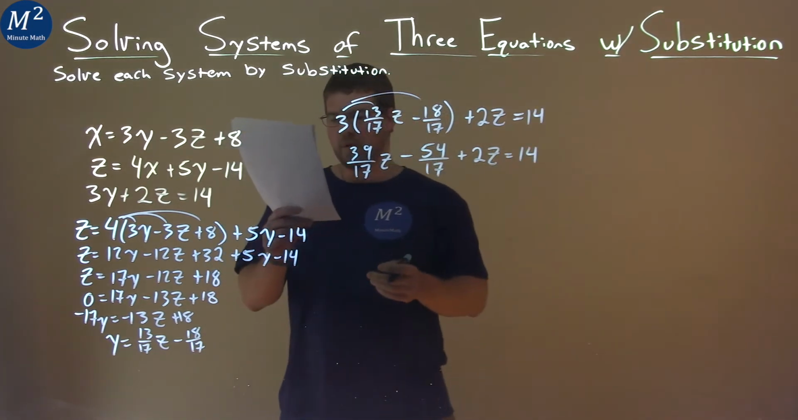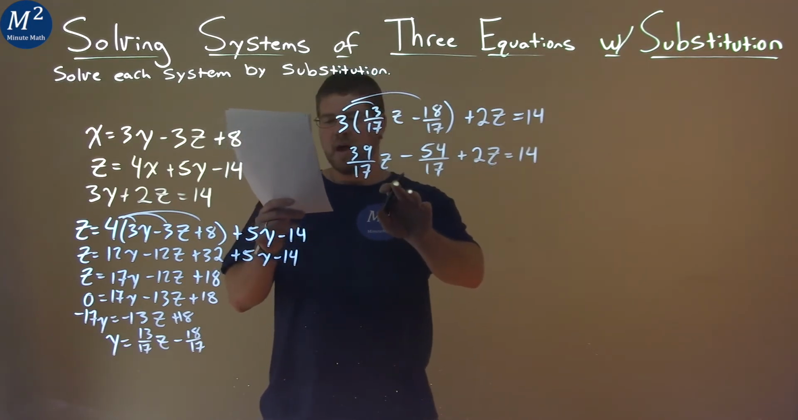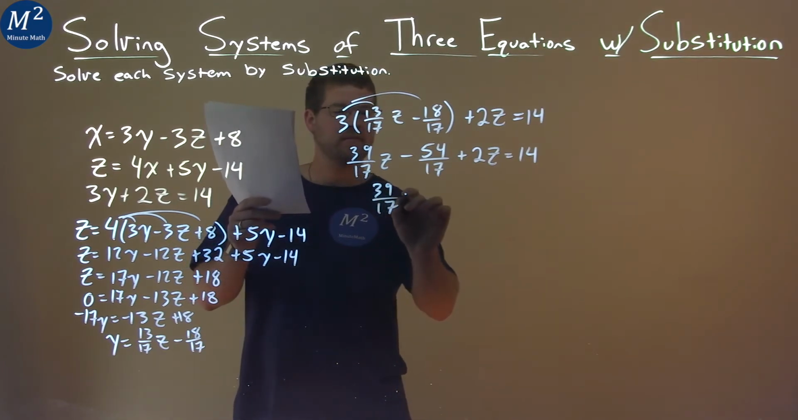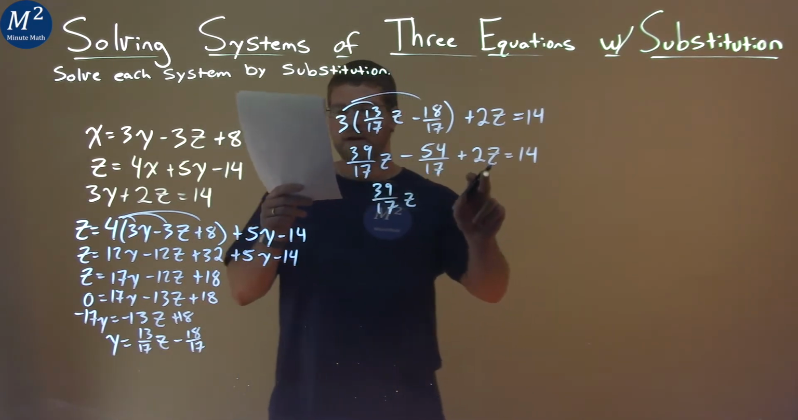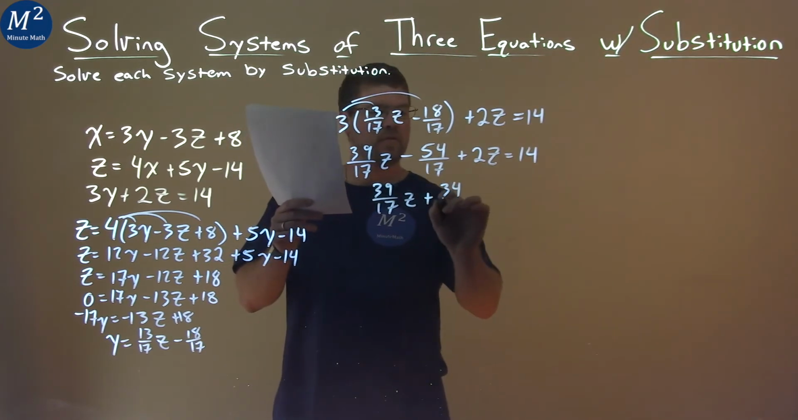From there, we want to combine our like terms where we can, and we're going to rearrange this and add them together. So 39 over 17 z, and I bring this 2z over, and 2z in terms of the same fraction, it's the same thing as 34 over 17 z.